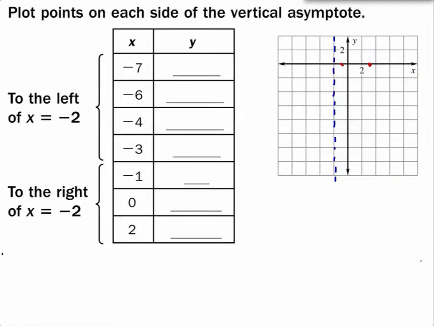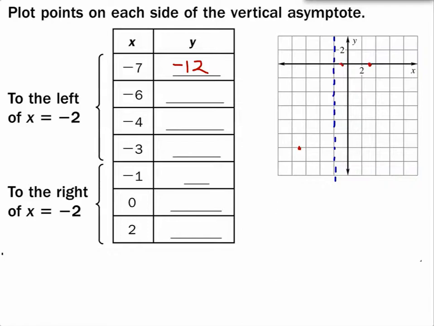Okay, so take negative 7 and plug it in, and take some points to the left of negative 2. The first x value is negative 7, and the y value is negative 12. Counting 2, 4, 6, 8, 10, I think that point is right there. Boom. Okay.